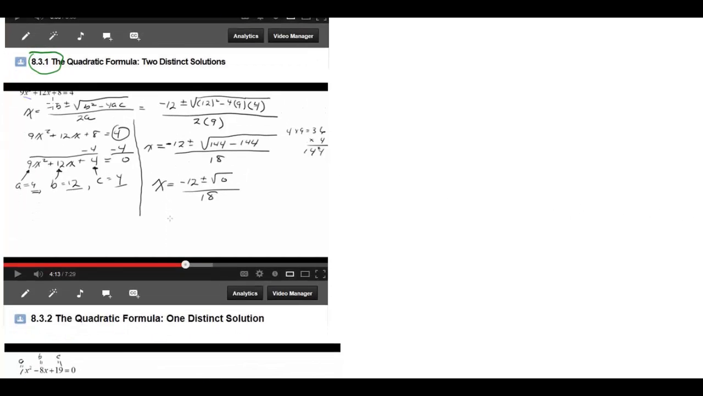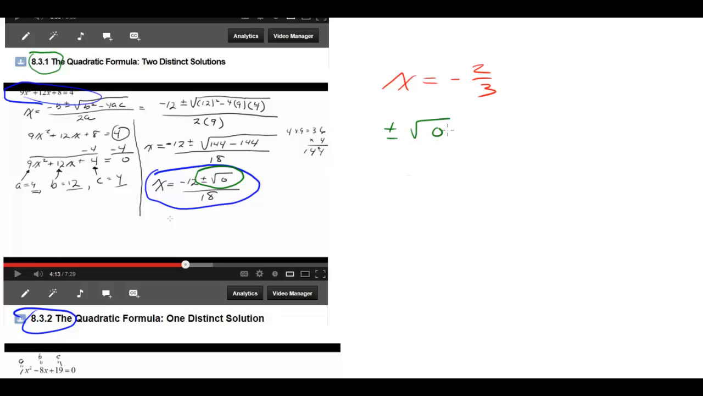Let's look at the second solution. The second solution that we did that used the quadratic formula was a solution of this equation, and it was video 8.3.2. In this case, x was a single solution. It was minus 2/3. And of course, the question, why is it minus 2/3, is answered right here. Specifically, we hone in on the radical. Plus or minus the square root of 0. Well, that equals plus or minus 0.